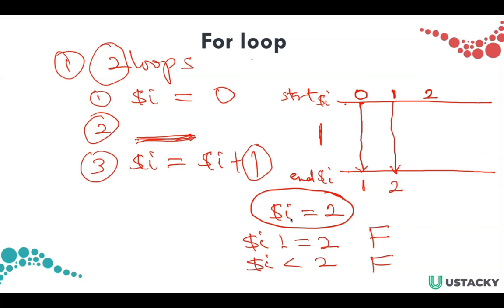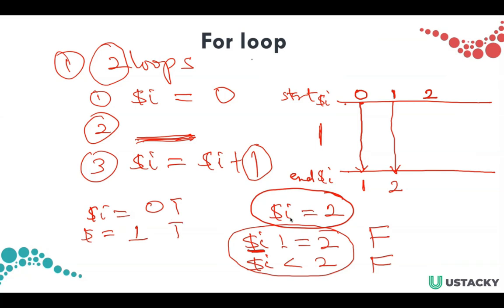And one thing you have to notice is that these two conditions have to be true in the first two loops. Let's check when $i is equal to 0. For $i is 0, we have $i is not equal to 2. This will be true. For $i equals to 1, 1 is not the same thing as 2. This is going to be true. So you see that for the two loops, your condition will be true, true, and false.